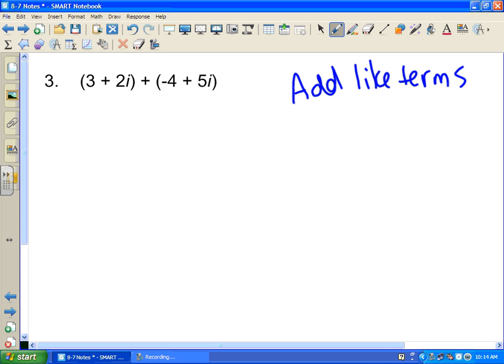So if I say add like terms, what needs to go together? 3 and negative 4 is negative 1. 2i and 5i is 7i. Done. Okay?